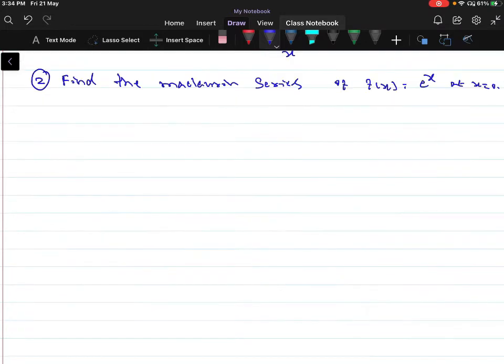So we'll move to the next problem. Find the Taylor series or Maclaurin series of the function f of x is equal to e power x at x equal to 0.